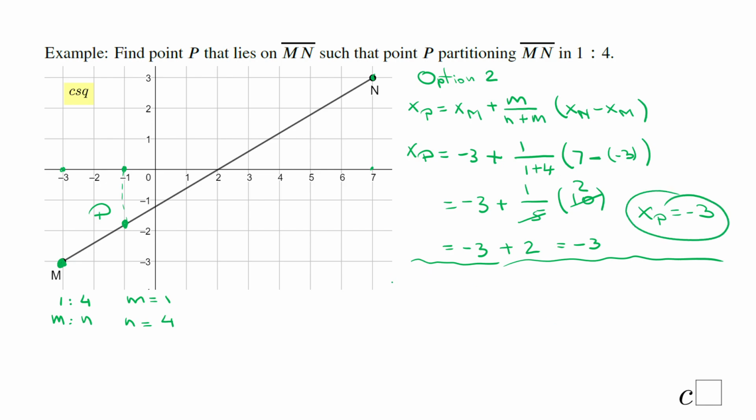The y coordinate of point P, the same formula, right? We're gonna start with ym plus m over n plus m. And remember, you want to start with the y coordinate. Do not start with the m coordinate like I put it originally.